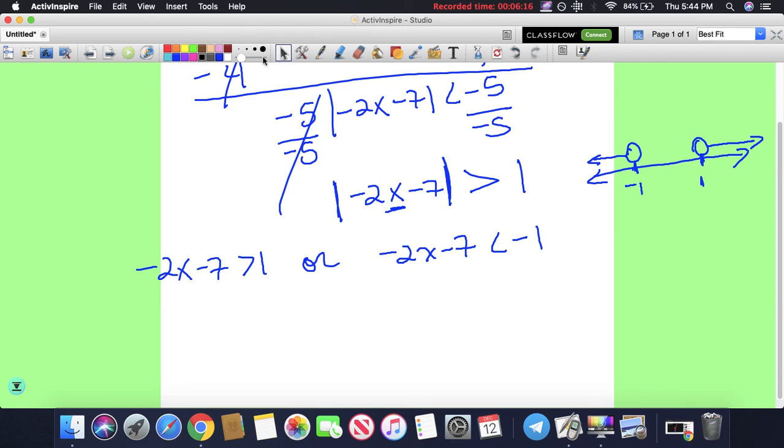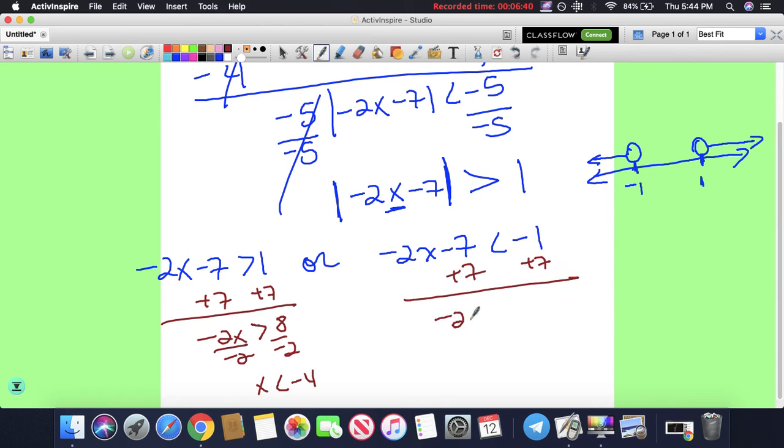So I'm going to scroll, and let's start solving it. And we get plus 7, plus 7. We're going to get negative 2x is greater than 8. Divide by negative 2, divide by negative 2, and x is less than negative 4. We've got to switch the sign the other way, right? Because we're dividing by a negative number. And then on this side, we've got plus 7, plus 7, negative 2x less than positive 6. Divide by negative 2, divide by negative 2, and x is greater than negative 3. Did I do this right? 6 divided by negative 2. Oh, I forgot to flip the sign. So that's, oh, I did.